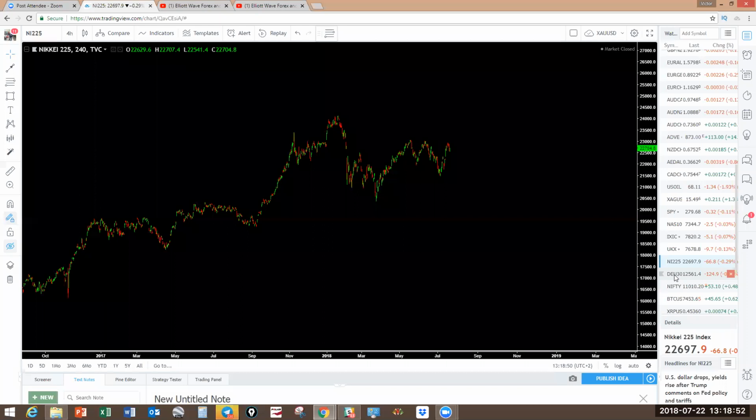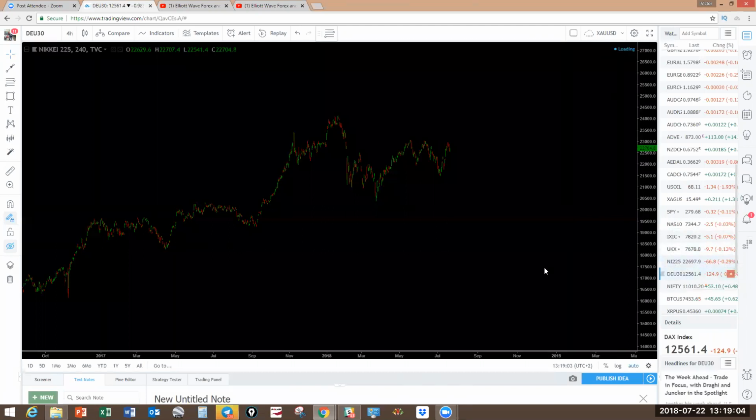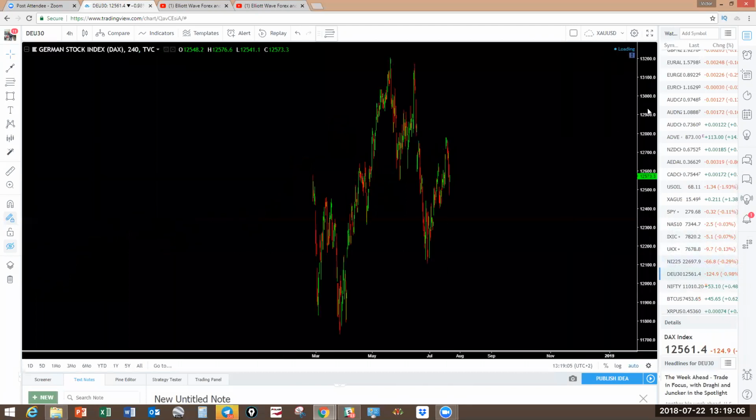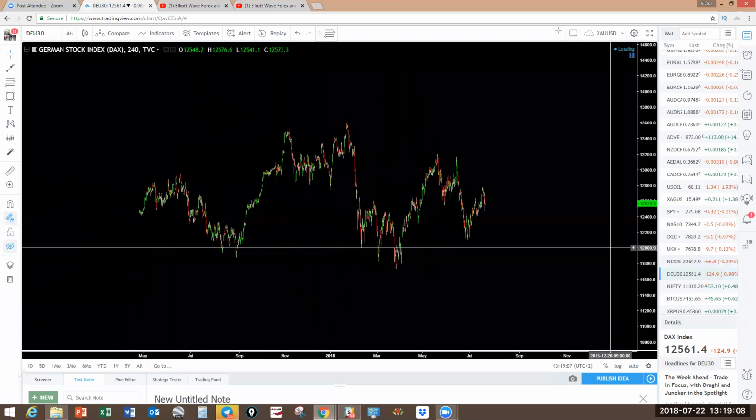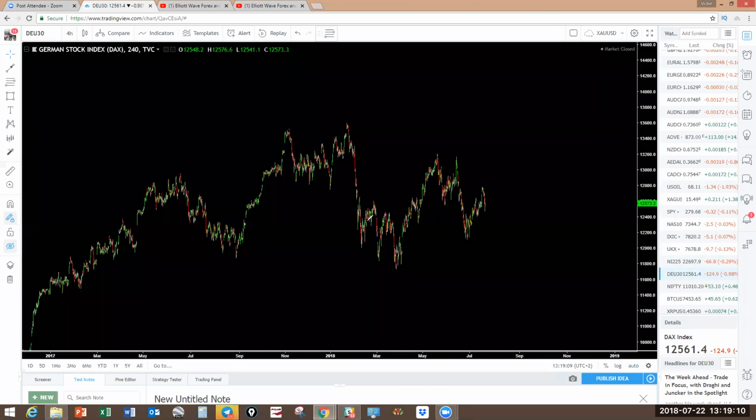DAX should be similar. Where's the DAX? See, DAX is similar. We made a three-wave move to the downside. We make this one, 1, 2, 3. We've already started a move up in 3 waves.